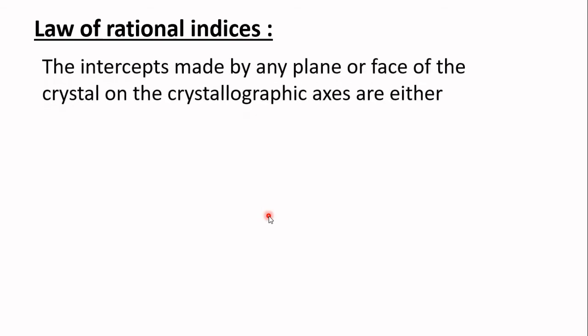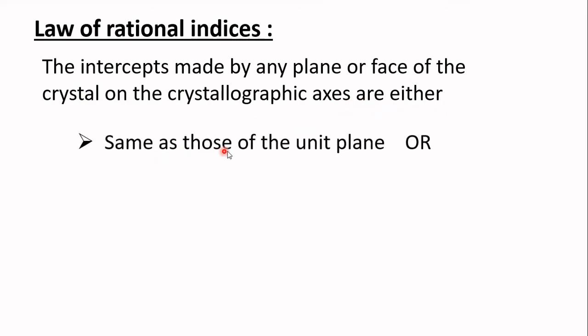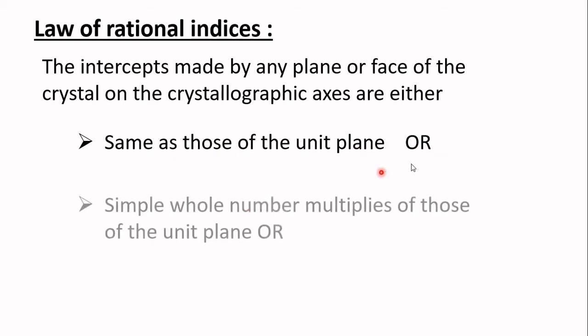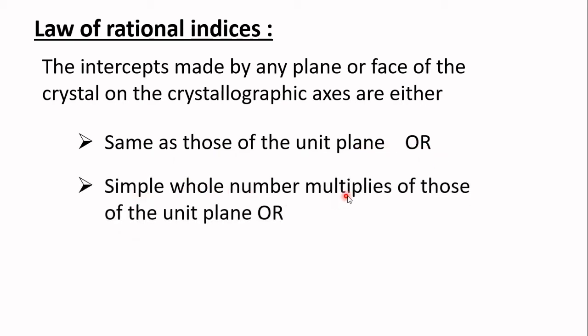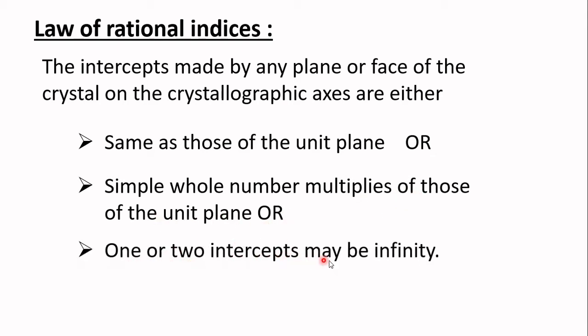Now the most important point to be considered in crystallography is the law of rational indices. First, you try to understand the definition of the law of rational indices. The intercepts made by any plane or face of the crystal on the crystallographic axes are either the same as those of the unit plane or simple whole number multiples of those of the unit plane, or one or two intercepts may be infinity. So these points are to be considered very carefully.